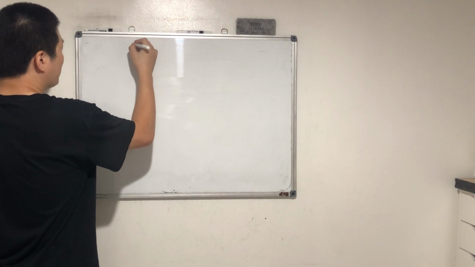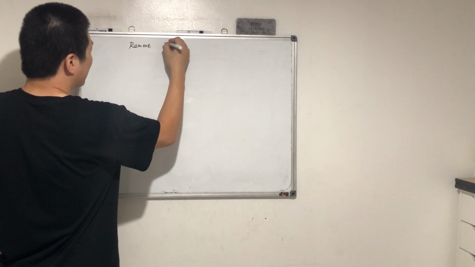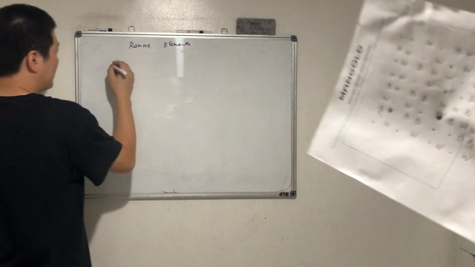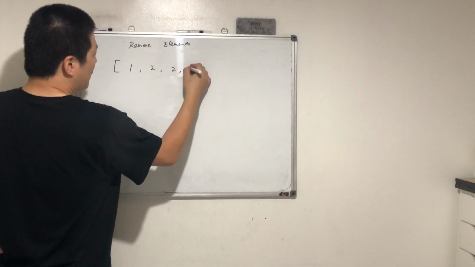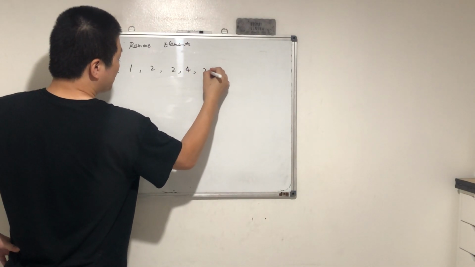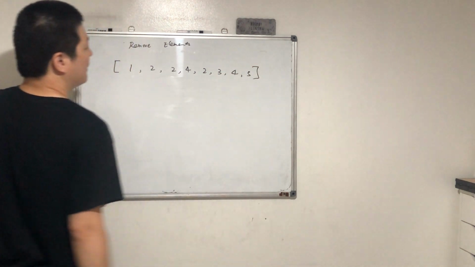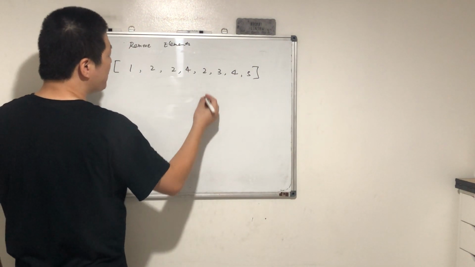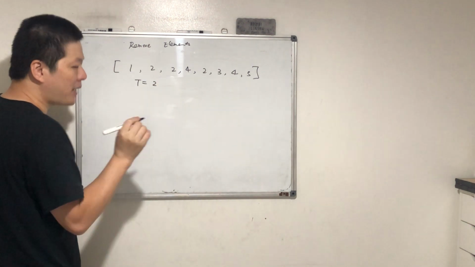So today we talk about removing the elements in the array. Given a list of numbers 1, 2, 2, 4, 2, 3, 4, 5, I want you to remove a target. Let's say the target equals 2, in place.